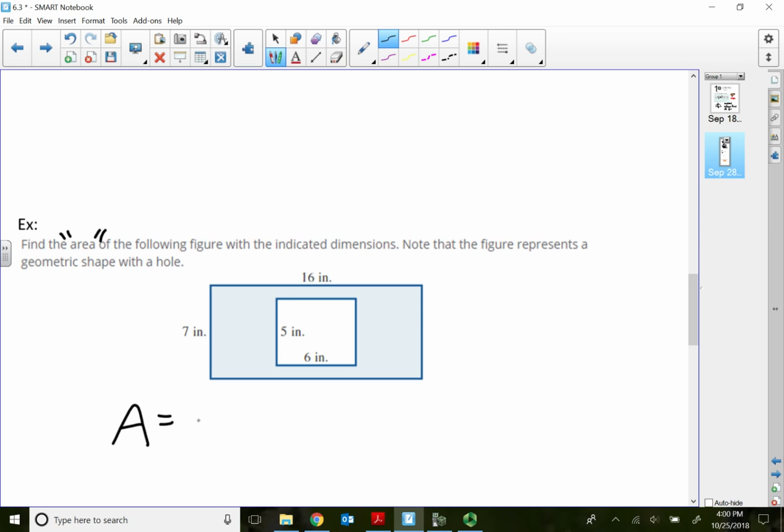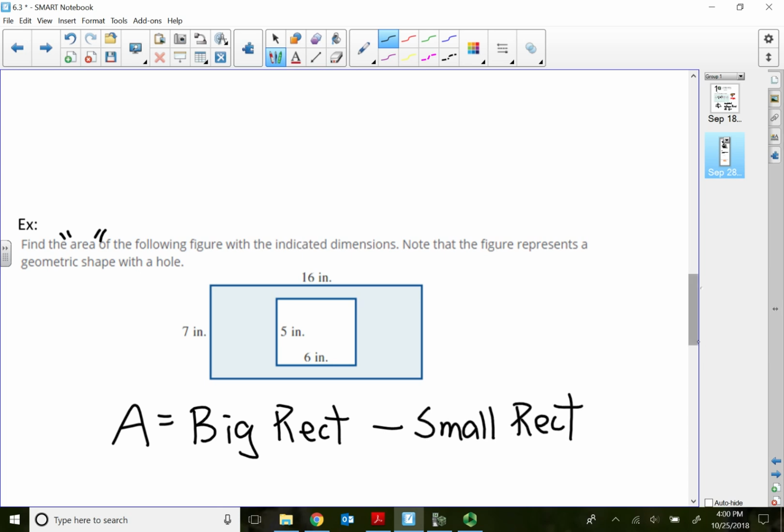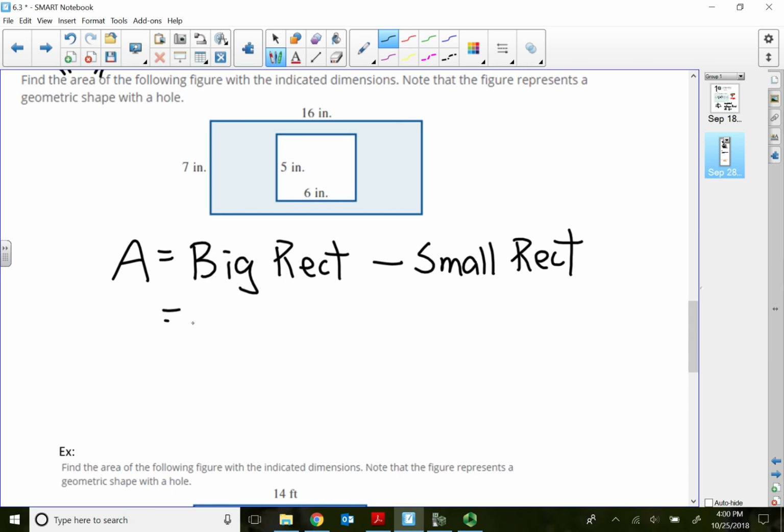I have a rectangle, and within it there's a hole, and that hole, based on the dimension 6 by 5, will actually be another rectangle. So tell you what, I'm going to say I have a big rectangle outside minus the hole, which is cutting out the area of that small rectangle. This one is not that bad because I know the area formula for a rectangle is length times width.